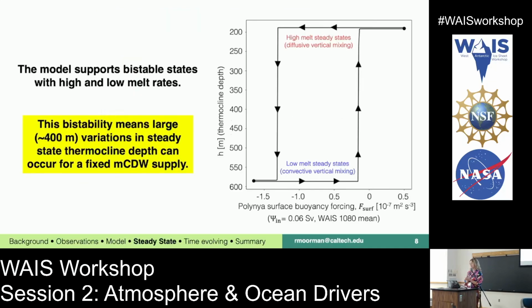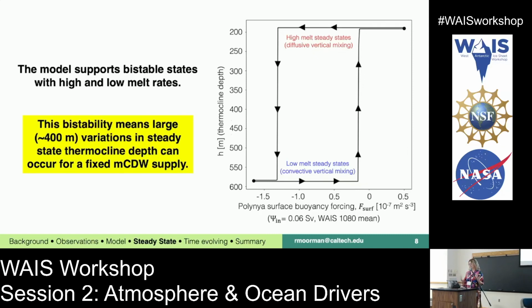So onto some results. I'll start with some results from the steady state solutions of the simple model, and then I'll move on to some time evolving solutions very quickly at the end. But the main result from the steady state solutions is that the model supports two steady states for a given set of forcings, one with a thick warm water layer and one with a thin warm water layer. That means that for the same amount of warm water supply from the open ocean to the ice shelf front, depending, as it turns out, on the convective conditions, the vertical mixing conditions, you can end up with as much as, as you see in the observations, about 300 or 400 meter differences in the thermocline position at the ice front.